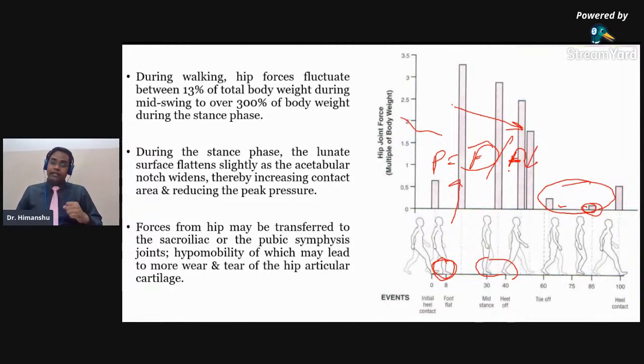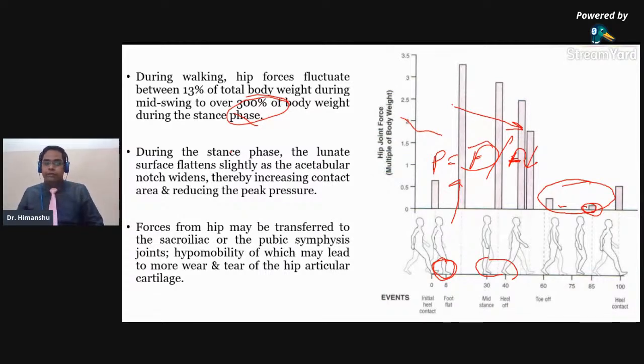Why? Because whenever in the stance phase I put complete weight, that is this 300% of total body weight as compressive loading on the hip joint, the lunate surface flattens and the acetabular notch widens. If they widen, they increase the area of articulation, which reduces the pressure, and at the same time reduces the chances of early degeneration of this joint.